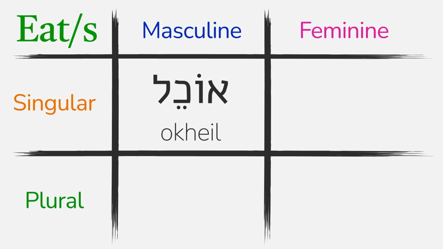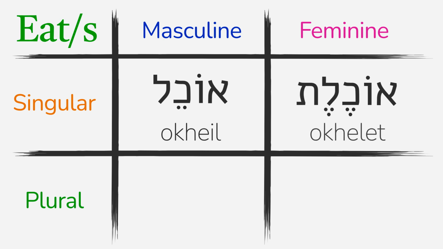To make the feminine singular form of the present tense, we take the masculine singular form, shorten the tsere to a segol, and add an et ending. Ochelet, eats, in feminine singular form.